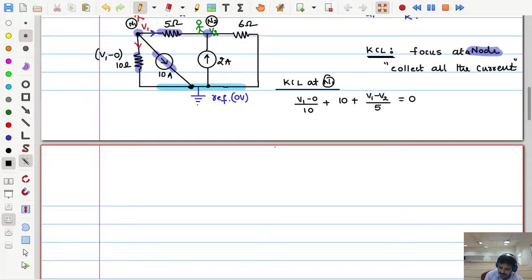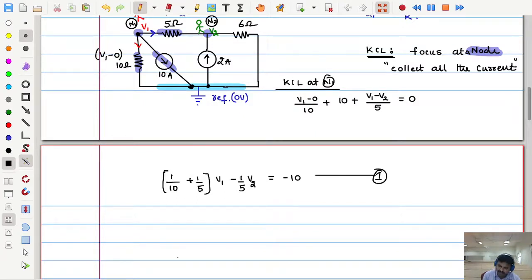Then once we get this equation, just try to simplify it a little bit: 1 by 10 plus 1 by 5 into V1, next minus 1 by 5 into V2 is equal to minus 10. This is equation number 1.